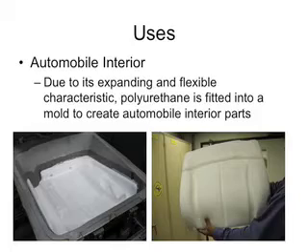Due to its expanding and flexible characteristics, polyurethane is fitted into a mold to create automobile interior parts, such as seats, headrests, armrests, roof liners, dashboards, and instrument panels. These two pictures are examples of polyurethane applied to making an automobile seat.